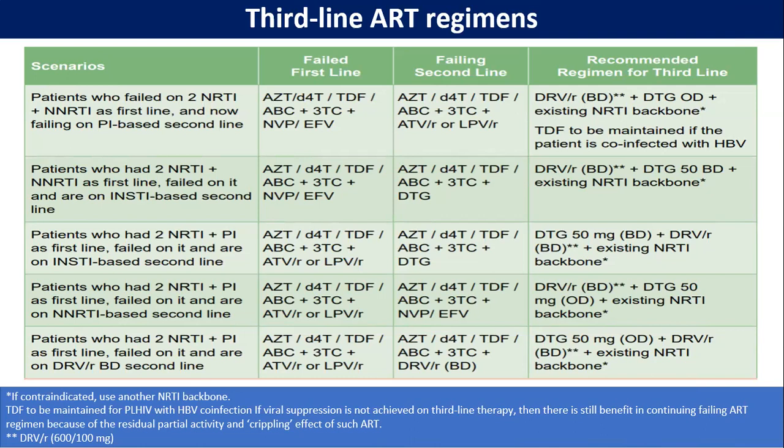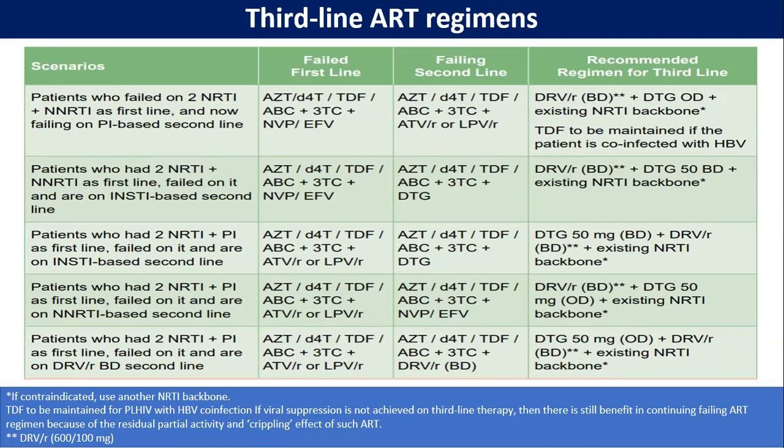So any patient who had 2 NRTI plus 1 PI in the first line, has failed, and then received an NNRTI regimen in the second line, their third-line drugs would be darunavir ritonavir BD plus dolutegravir 50 mg OD plus existing NRTI backbone. Here it is important to notice that dolutegravir is 50 mg OD because the patient never received dolutegravir in his whole life. But in all previous cases, the patients were exposed to dolutegravir, for which the dose in the third line is 50 mg BD.